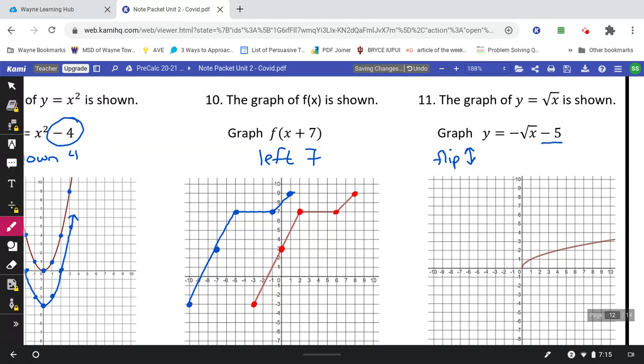So you have to think, is that at the end or is that inside the square root bar? That's definitely at the end of the problem. So it's going to move it down 5. Different than if it had x minus 5 like that inside the parenthesis, inside the square root bar.